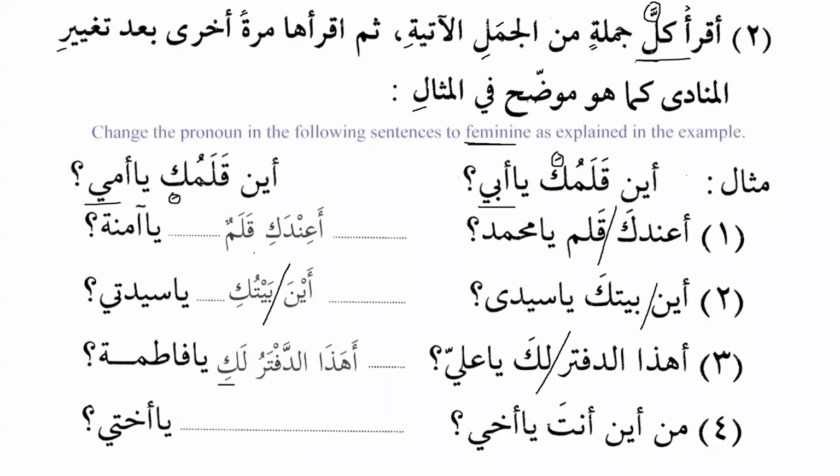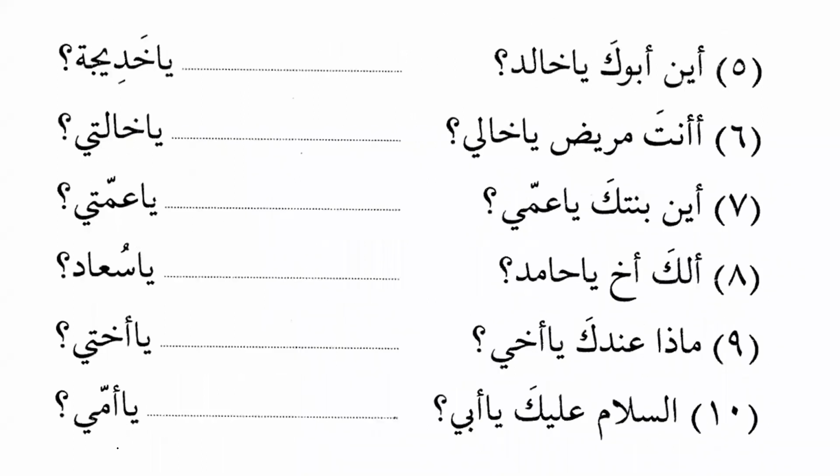Min aina anta ya akhi, where are you from, O my brother? And if you're talking to a sister, then you will say Min aina anti ya akhti, where are you from, O my sister? Aina abuka ya Khalidu, where is your father, O Khalid? And when you are talking to Khadija, you will say Aina abuki ya Khadijatu, where is your father, O Khadija? And then we have Anta maridun ya Khali, are you sick, O my uncle?